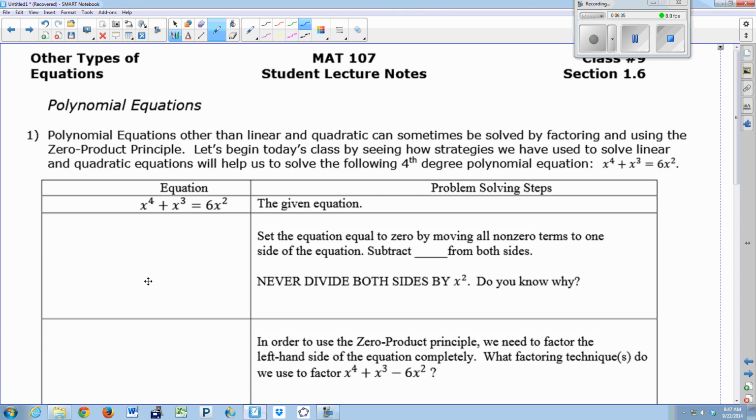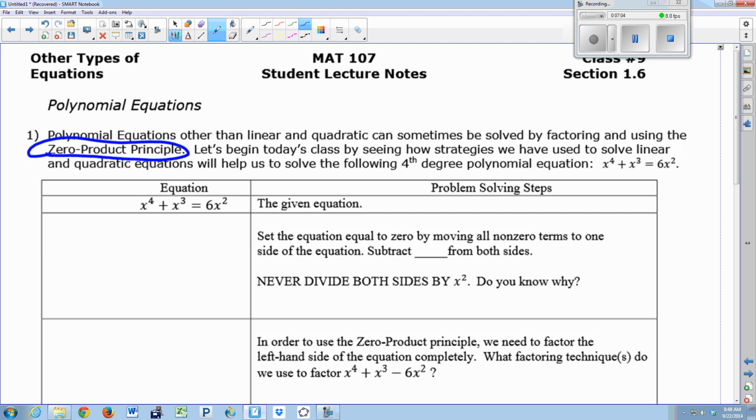Well, one of the strategies we use with quadratic equations is getting everything to one side and setting it equal to 0. This idea of setting an equation equal to 0 is really important because when we set an equation equal to 0 and we can factor it, then we know how to solve it. Okay? So the first thing we want to do is set the equation equal to 0 by moving all non-zero terms to one side of the equation.